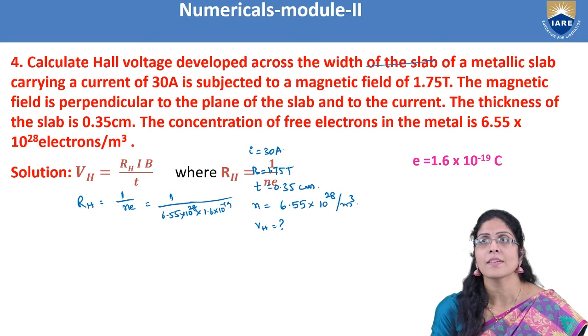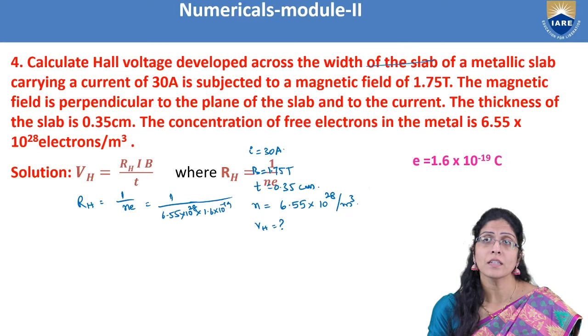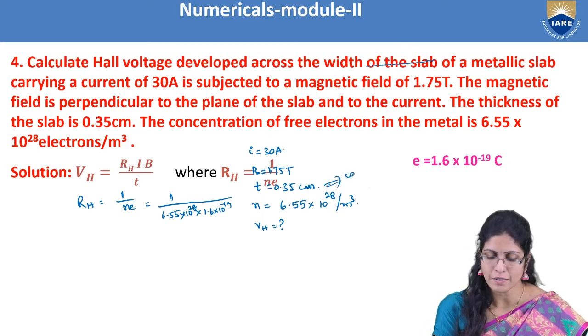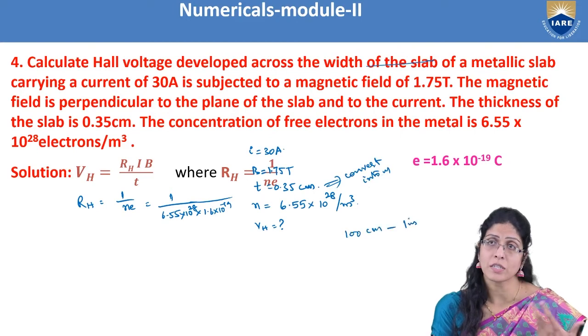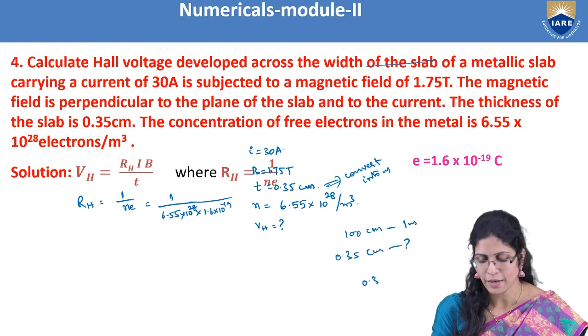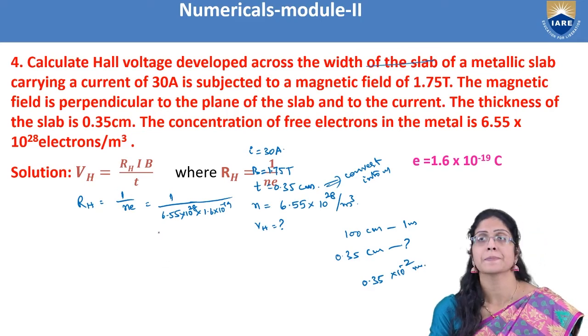Substitute all the given values directly. B is given as 1.75 Tesla. T is given as 0.35 centimeter. But there is one thing you should do here: you have to convert centimeter into meter. 100 centimeters is equal to 1 meter. So 0.35 centimeter is equal to how many meters? 0.35 into 1 by 100, so 10 to the power of minus 2 meters. Just substitute that here and you'll get everything.